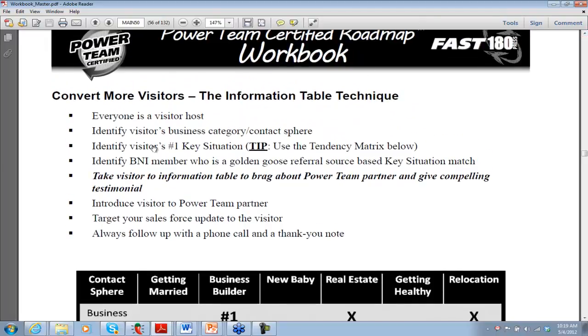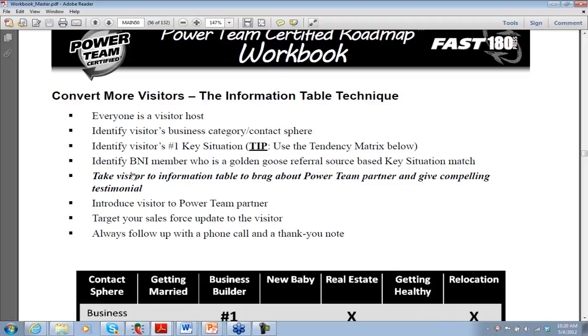Visitor walks in, they're in a contact sphere. That contact sphere has some tendencies in terms of where they can do their business. Your job is to identify somebody in the group who could be a golden goose referral source for them because they share the same key situation. If it's a florist, you would try to match them up with an event services business category in your group. If they're a business coach, you try to match them up with somebody from business services, or at least somebody who they can pass referrals to based on that key situation.